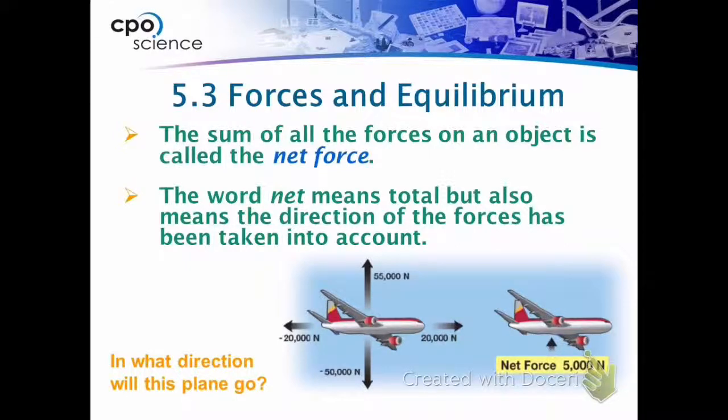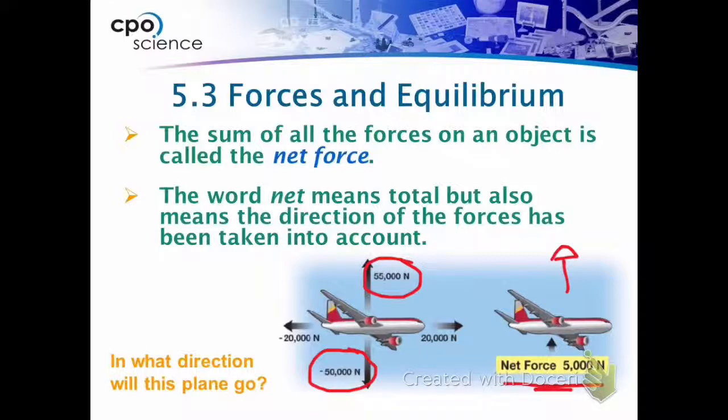Net is a term that means sum, and so the net force is the sum of all the forces. Because force is a vector, the net force is also going to take into account the direction of all of those forces. So in this example, we have an airplane with 55,000 newtons up, negative 50,000 down, so in opposite directions they will subtract, giving you a net force in the upward direction of 5,000 newtons. So what direction is the plane going to go? Well, it's going to go up, and this is how airplanes rise, by creating more lift force than they have weight.